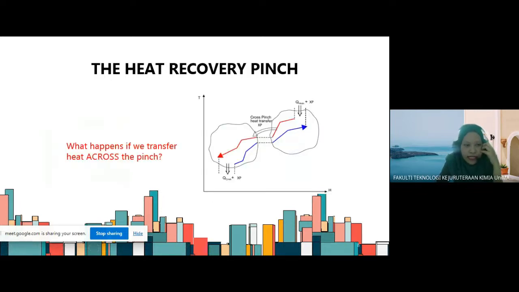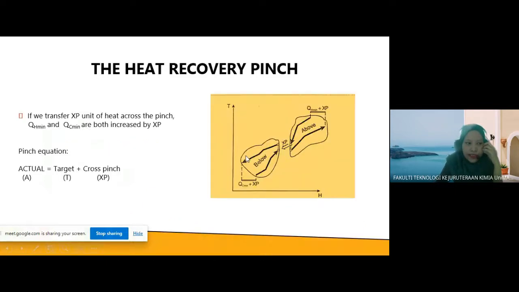Now, what happens if we transfer heat across the pinch in this direction, from above the pinch to below the pinch? If we transfer a certain amount of heat, for example XP units of heat across the pinch, both QH min and QC min will increase by the same value of XP. So this is the pinch equation: actual equals target plus cross pinch. What is the target here? Target is the value of QC min and QH min, our targeted minimum energy from external utilities.